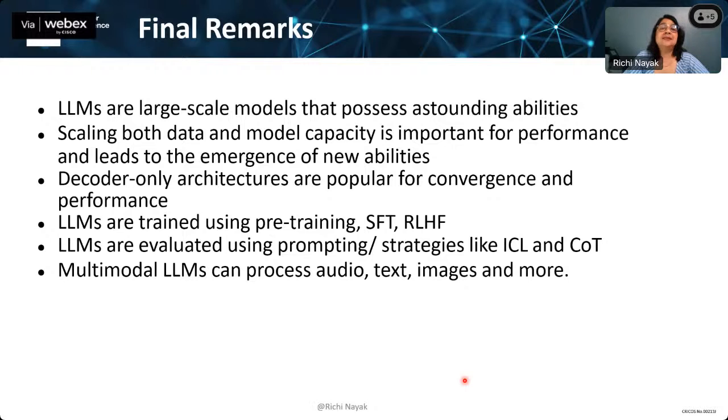So to summarize, they are large-scale models that possess astounding ability in NLP. The scaling that we have seen from GPT-1 or BERT to ModernBERT or to GPT-4 and Llama is really impressive, and that has led to many tasks and many new abilities. If we look at all the architectures, decoder-only architectures are popular. As I kept saying, the more complex the architecture is, the more complex training is, with instability and all kinds of training problems. That's why decoder-only.